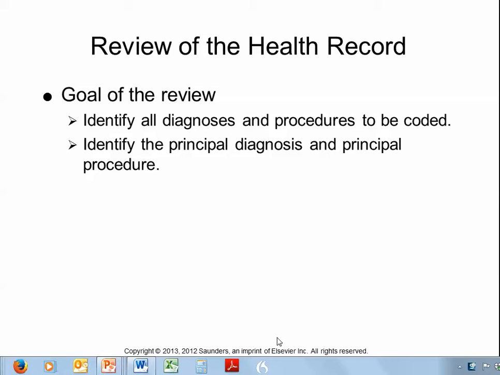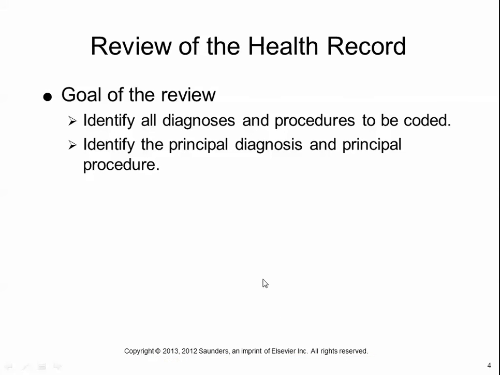Now, the review of the record is going to depend on what type of record you are reviewing, whether it's an inpatient record, an outpatient record, an ambulatory surgery record, a physician's office record, long-term care. It's just going to depend on what you are reviewing, okay? In order for you to identify the actual principal diagnosis and the principal procedure, you are going to have to do a thorough review of the record. You can't just look in one spot and be done. All right? So let's move on.